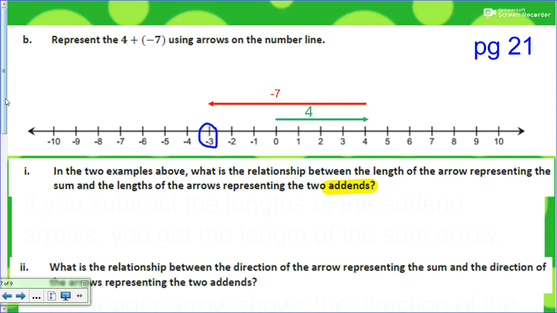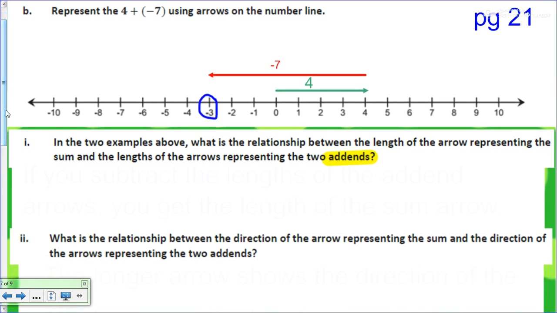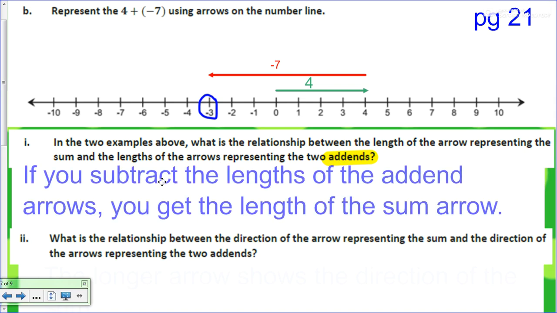Alright, so now we have to try and make sense of all this. In those 2 examples, the ones that we just did, we need to figure out the relationship between the length of the arrow representing the sum, again that's the answer, and the lengths of the arrows representing the 2 addends. There's a good vocab word for you. The addends are just the numbers that you add together. So if you subtract the lengths of the addends, you get the length of the sum.